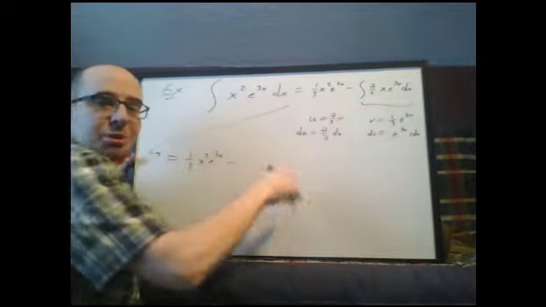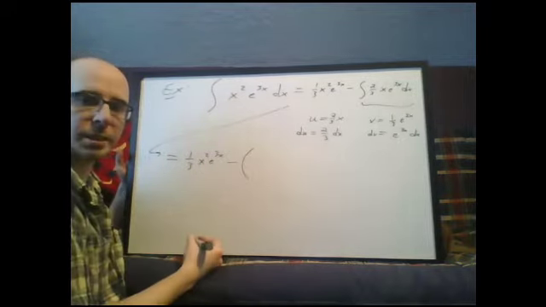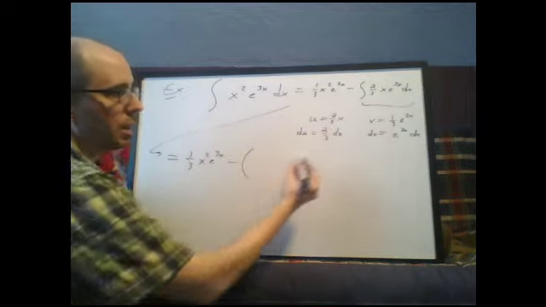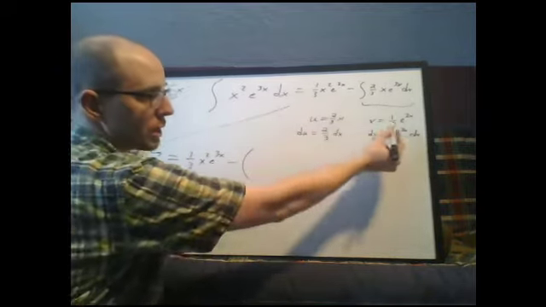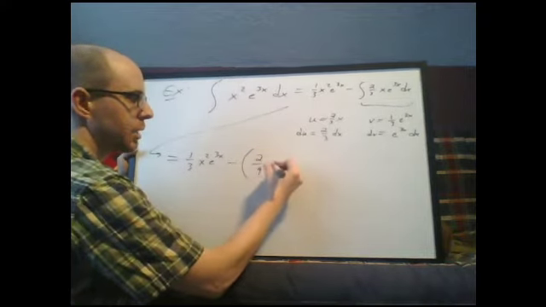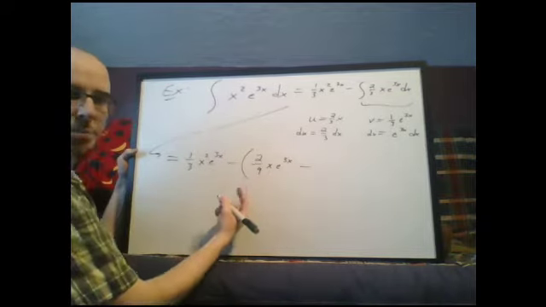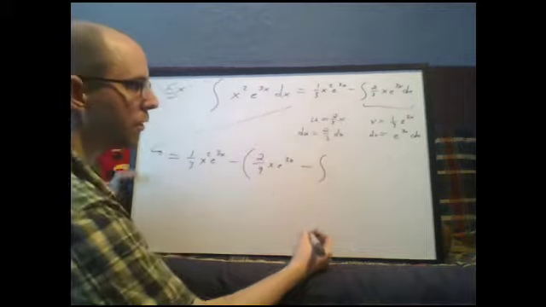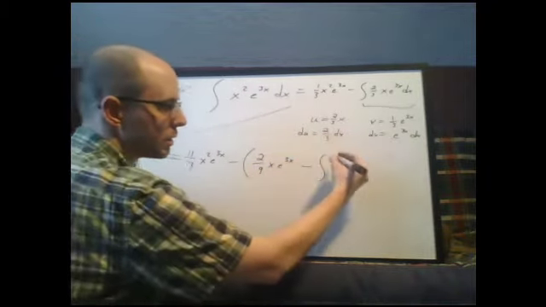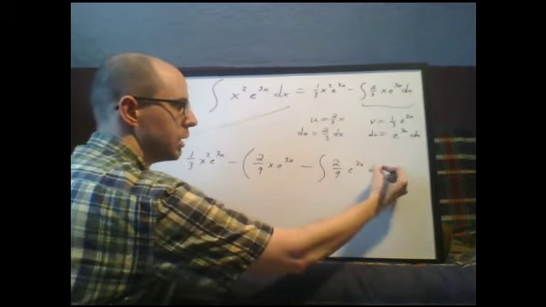This integral gets replaced by the integration by parts formula. So it's a good idea to replace it with parentheses. Inside that parentheses, you're going to have u times v. That would be 2/3 x times 1/3 e to the 3x. That would be 2/9 x e to the 3x. Minus, still inside this parentheses, minus the integral of 2/3 v times du. So that would be 2/9 e to the 3x dx.